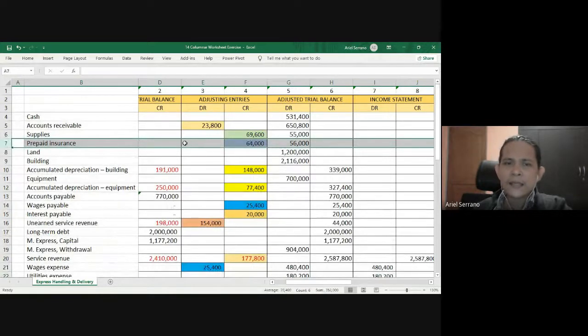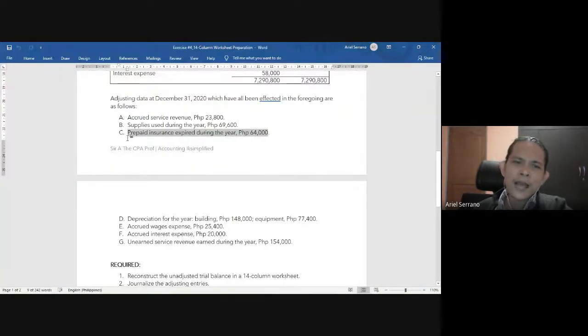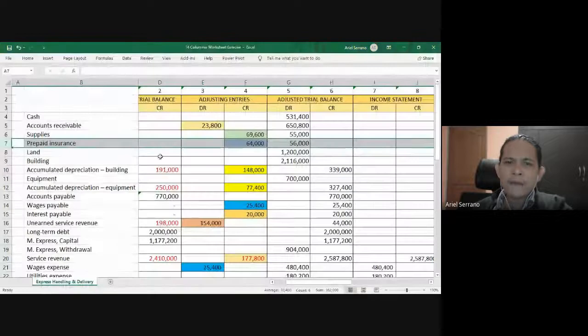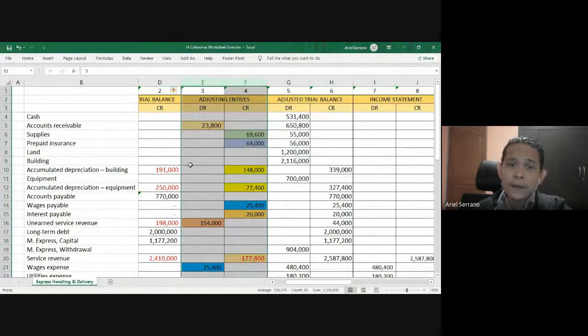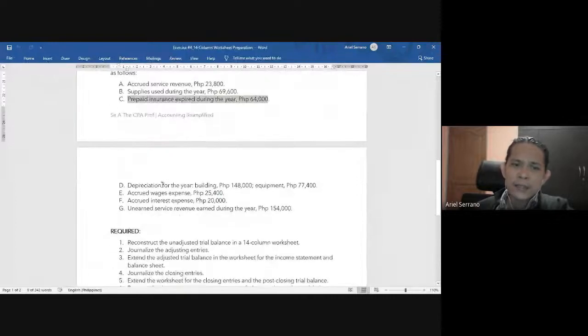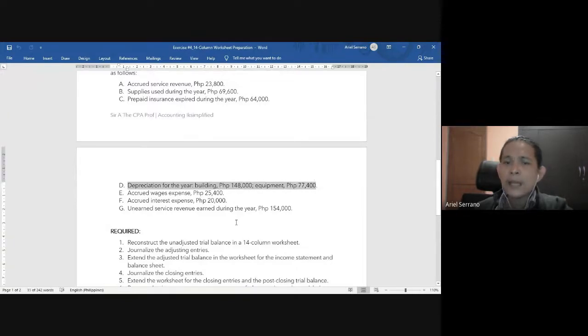Okay? That is our journal entry for transaction letter C, and we have to plot it here in your adjusting entries columns. Let's proceed with transaction letter D, depreciation for the year. For building, 148,000, and for the equipment, 77,400.